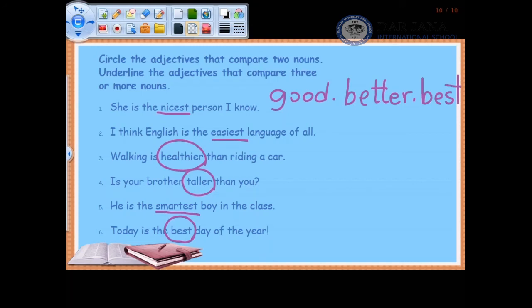Also, I say bad, worse, and worst. So never say badder or the baddest, okay?